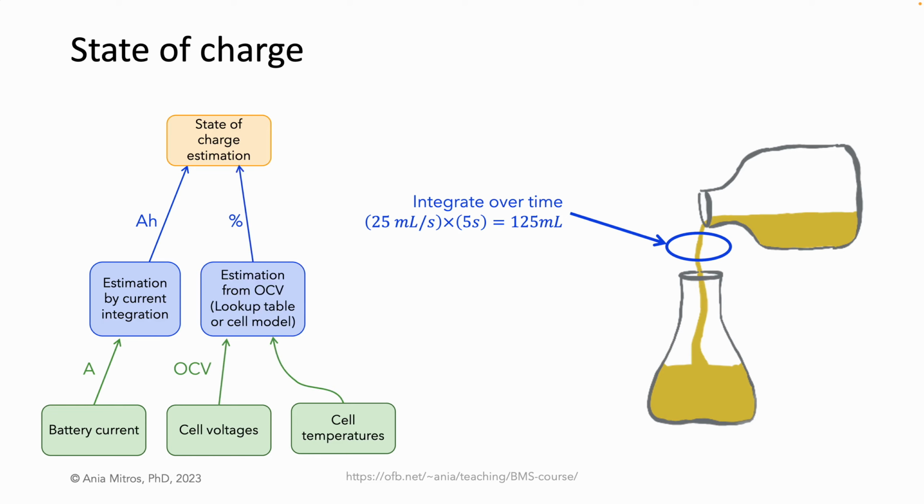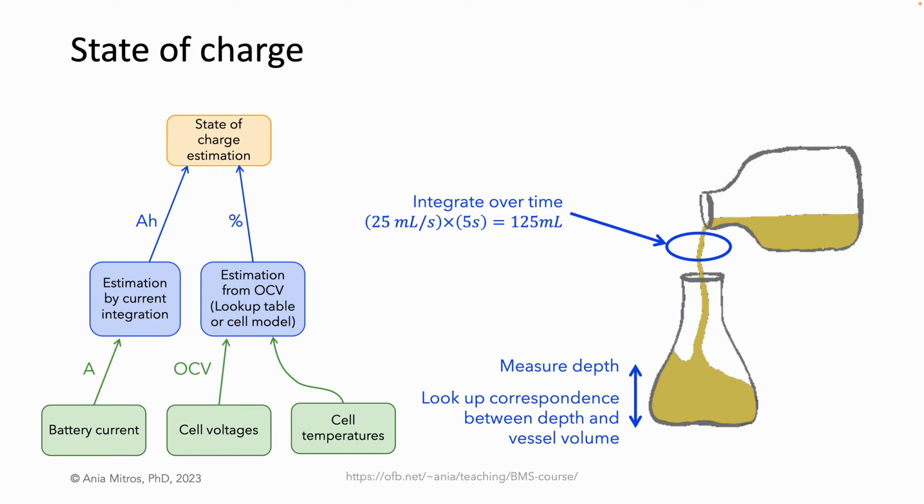Second, let's recall from the cell behaviors lecture that the open circuit voltage of a cell is directly related to its state of charge, and that relationship is also a function of temperature. We can measure the voltage and temperature and look up the corresponding state of charge. This is analogous to looking at the lines on a measuring cup, measuring the depth, and looking up the correspondence between depth and vessel volume.